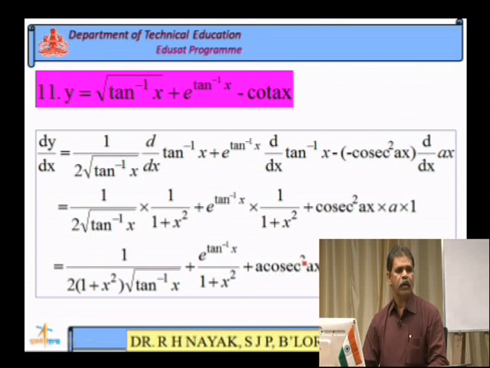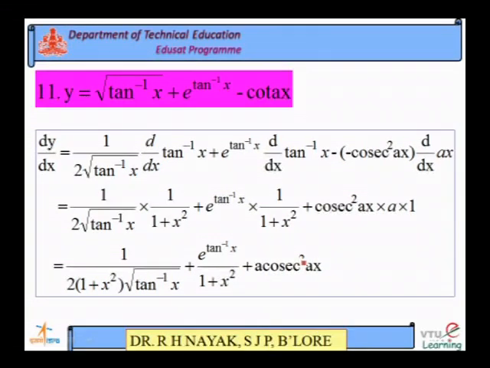Take the next problem. It is root of function plus e power function minus cot of function. This is root of function, this is e power function and this is cot of function. So, let us differentiate each term individually. Root of tan inverse x: root of function differentiation is 1 divided by 2 root of function into d by dx of function. What is the function? Tan inverse x. Plus e power tan inverse x, again e to the power of function.